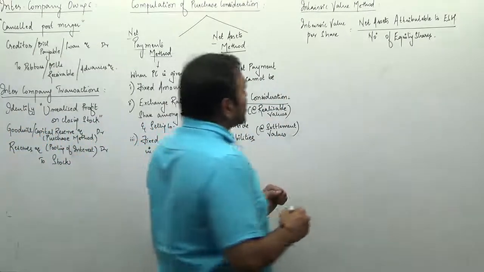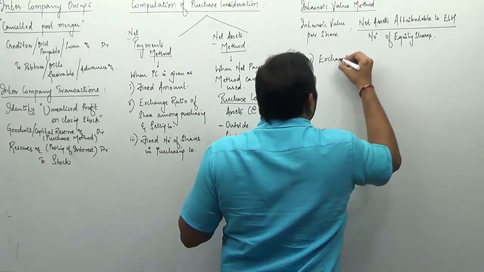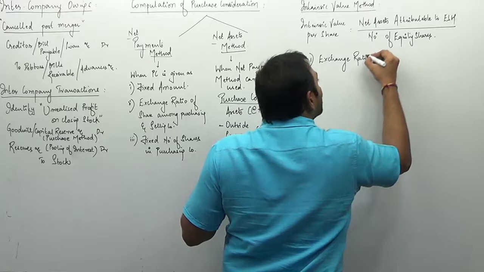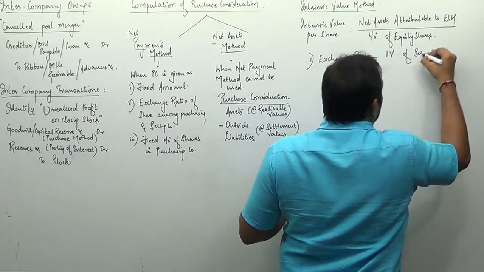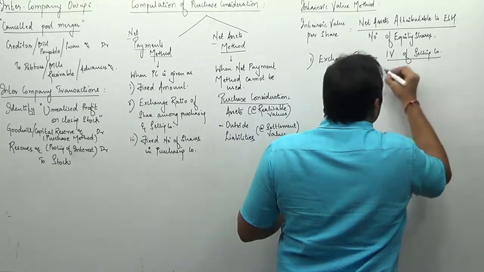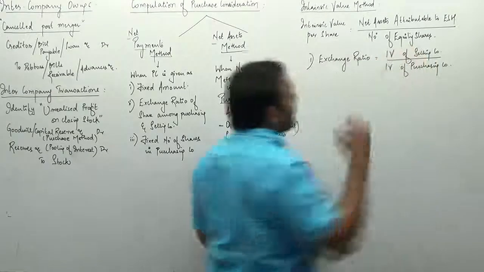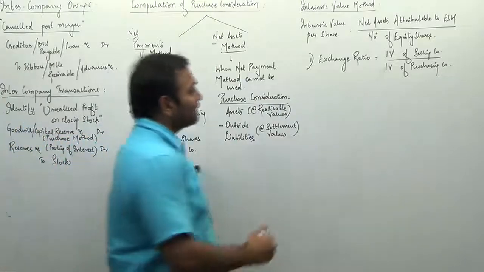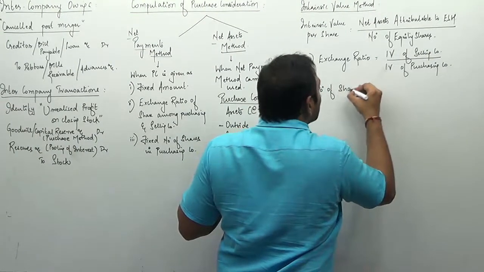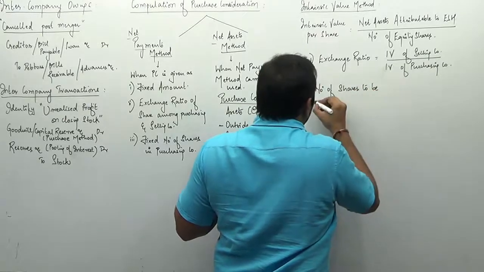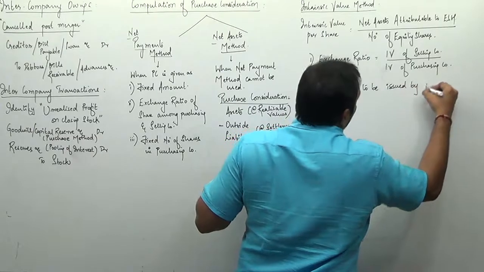Whenever we have this intrinsic value per share method, the first thing that we need to do is to calculate the exchange ratio. How do we calculate exchange ratio? Exchange ratio is equal to intrinsic value of selling company by intrinsic value of purchasing company. This will give us the exchange ratio. Once we have the exchange ratio, we can identify the number of shares to be issued by purchasing company.